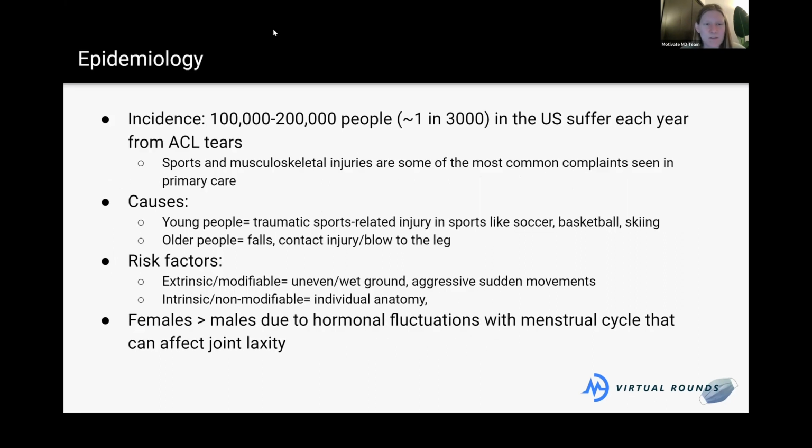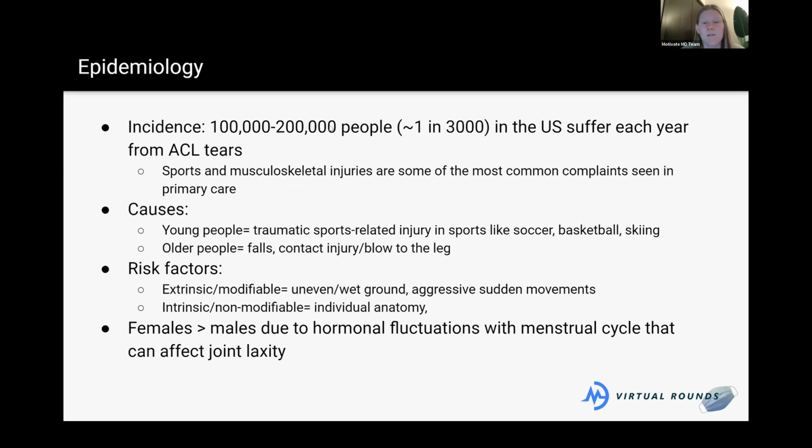So going through some epidemiology of sports injuries or ACL in general. The incidence of ACL tears alone is between 100,000 to 200,000 people in the United States each year, which is about 1 in 3,000 people. And so not super rare. You probably know somebody who has had this or have heard of someone who's had this.